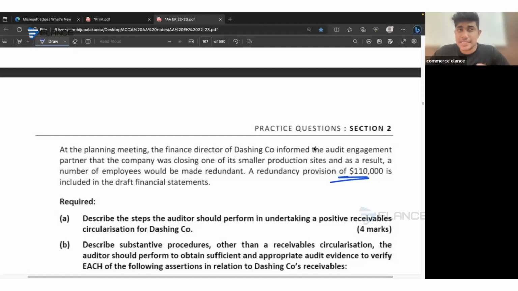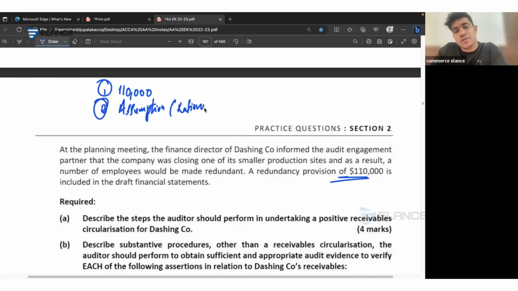So when you get a scenario-based substantive, first of all, you have to think about what you need to confirm as part of the substantive procedure. So what do you need to confirm here? First of all, definitely you need to confirm whether the redundancy provision amount of 110,000 itself is right. So you have to confirm whether the actual amount of redundancy provision required is 110,000. Secondly, you need to consider the assumptions on the basis of which the company has created the provision of 110,000, which means you need to know the rationale on the basis of which they have determined the amount of provision.